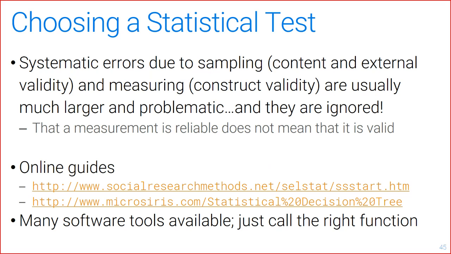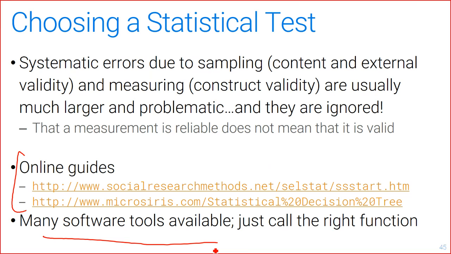So for the point of choosing a statistical test, here you have online guides. You can go ahead and it's going to ask you different questions about what kind of data you want to test, and it's going to end up with a solution for you saying you have to run this specific test. And of course, there's many software available for it. You just have to call the right function, and that's it. You get your p-value, your statistic, and everything.